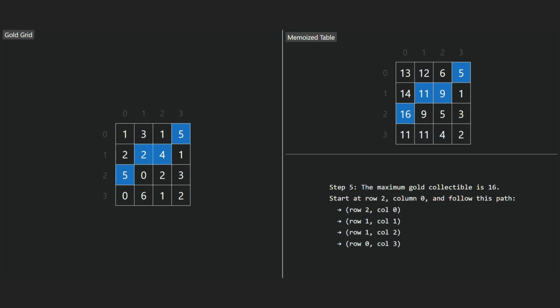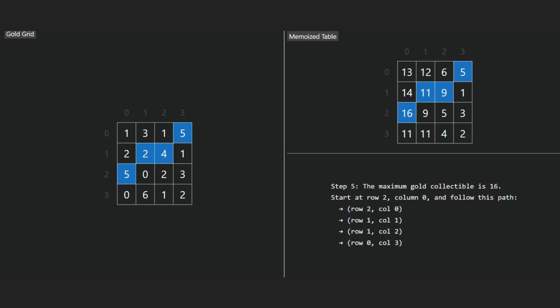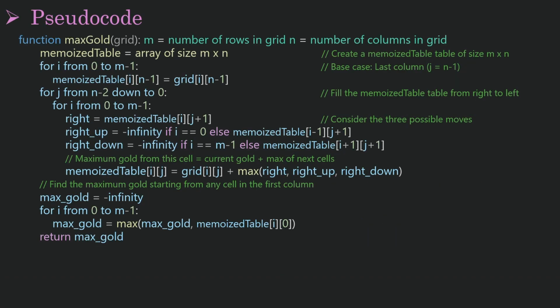That path, 2, 0, to 1, 1, to 1, 2, to 0, 3, collects a total of 5 plus 2 plus 4 plus 5 equals 16 gold. Our highlighted cells show the exact path through the grid that yields the maximum 16 gold. That completes the Goldmine dynamic programming visualization.